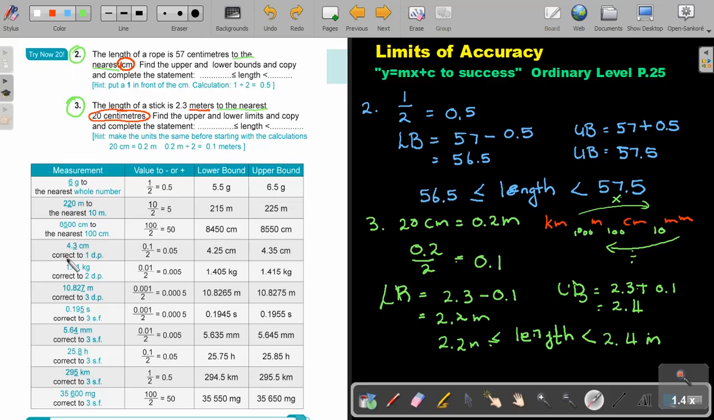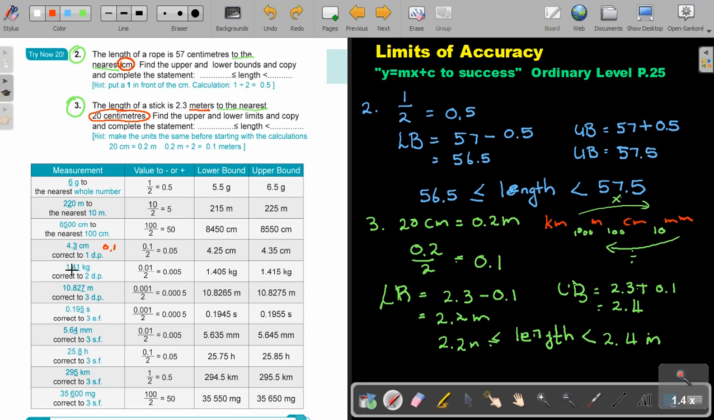If it's 4.3 and it's correct to 1 decimal place, it's almost like what I always tell learners: put a 1 in that position, that 1 decimal place, then take that value and divide it by 2, and it's 0.05. So again, subtract that for the lower and add that for the upper.